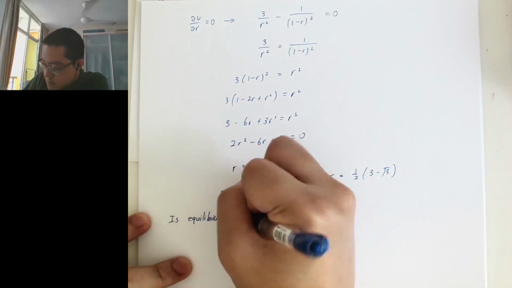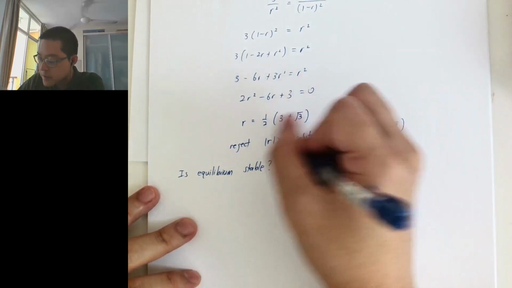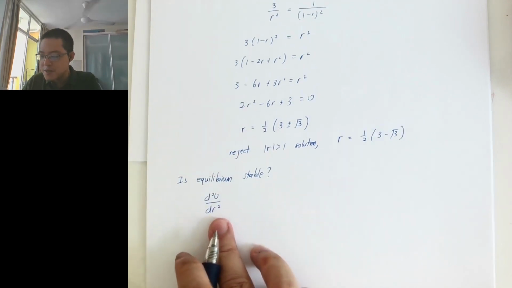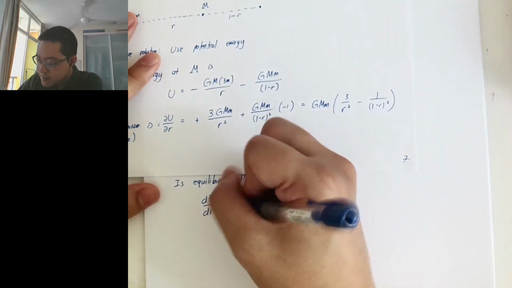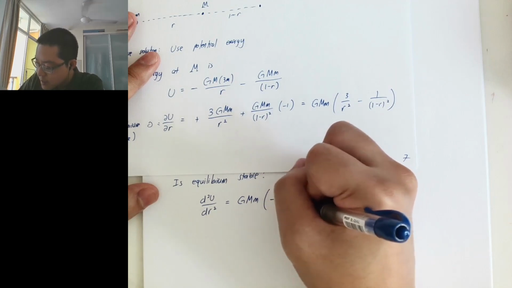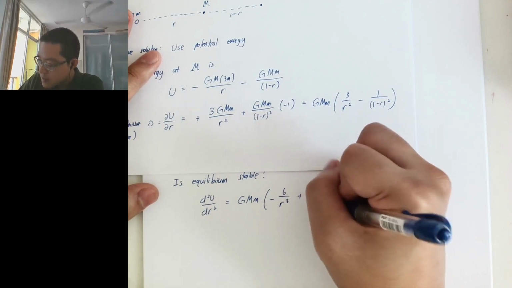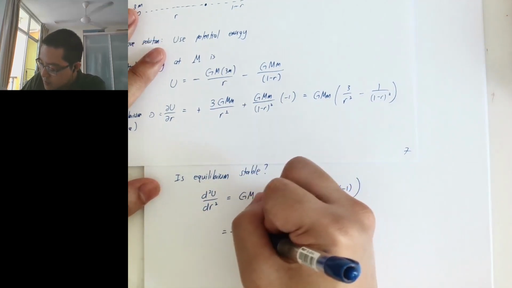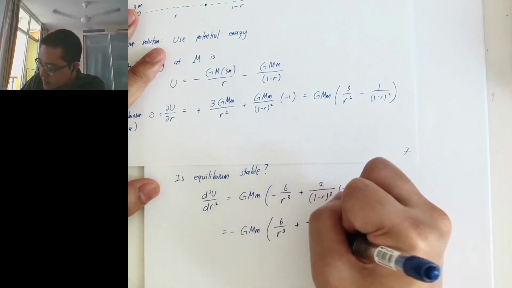Okay, so let's check whether the equilibrium is stable. To check that, we need to see the second derivative. Let's use the normal differentiation because my only variable is r. So my derivative is given by this. My second derivative, let's see what happens here. I got Gmm, and then if I differentiate, I got negative 6 over r cubed. Differentiating this, I got plus 2 over (1 minus r) cubed, and then by the chain rule, I got a negative 1. So both terms are negative, so I can take the negative sign out.